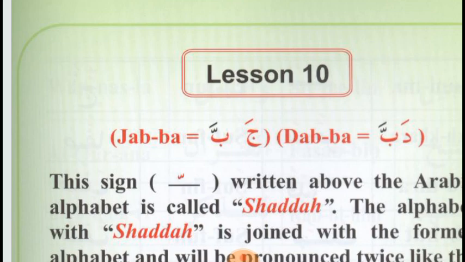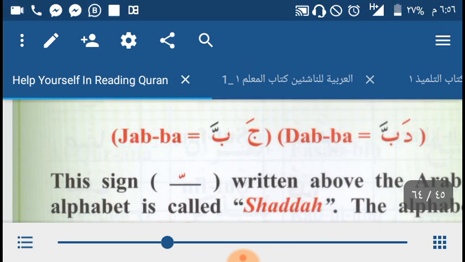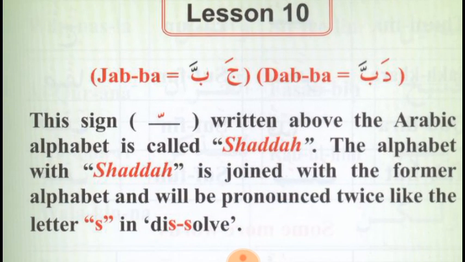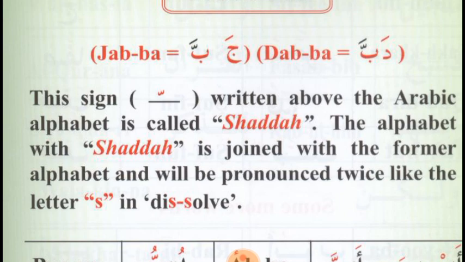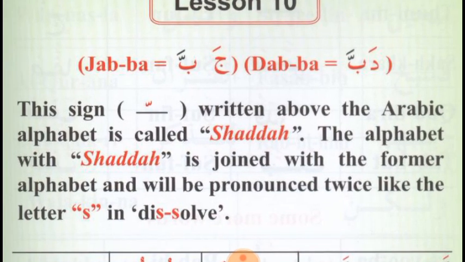Oh my gosh. Yes. So on the next page we have the next lesson, lesson number 10. Today we are going to study about Shadda. Start reading this, then I will explain it. This sign written above the Arabic alphabet is called Shadda. The alphabet with Shadda is joined with the former alphabet and will be pronounced twice, like the letter S in dissolve. In the word dissolve, only one S is written, but when we pronounce it, we pronounce two S. The same thing is with Shadda. When Shadda is written on any word, it is written one time, but it is pronounced two times.